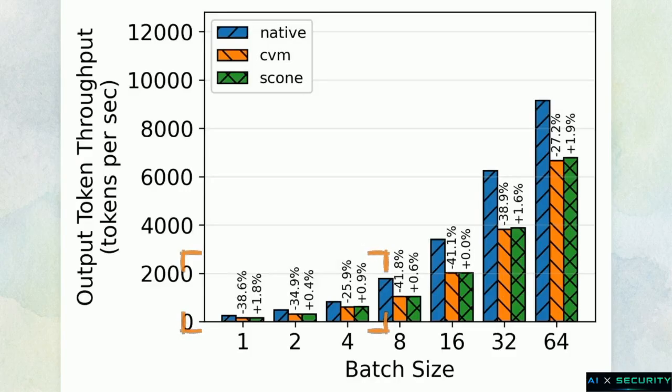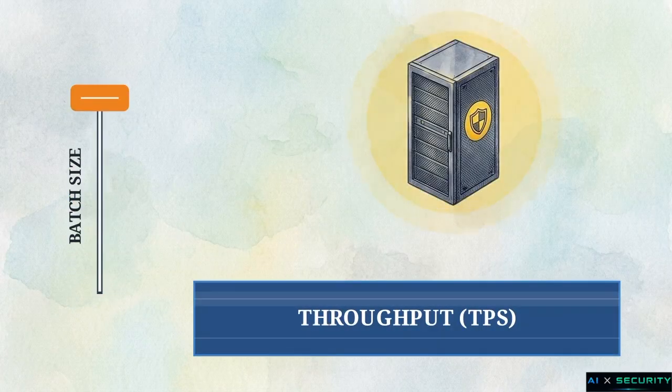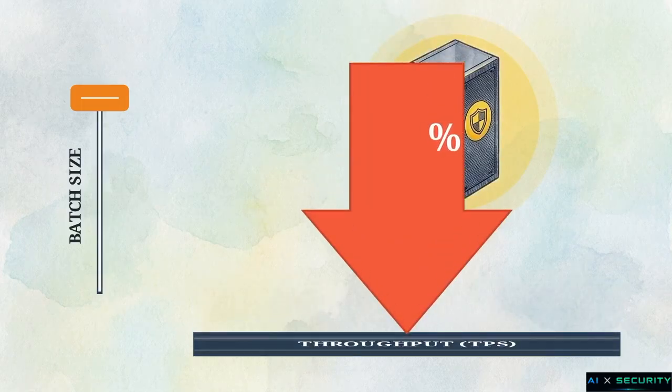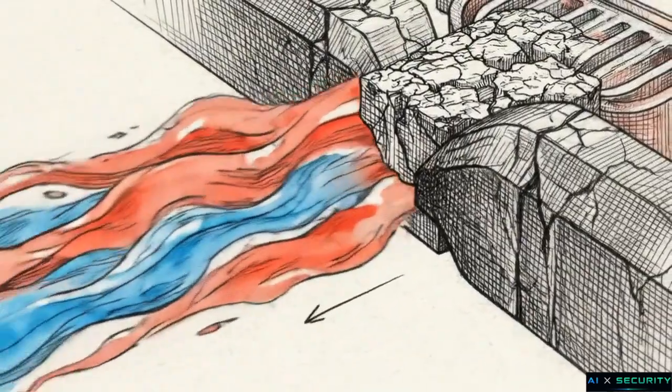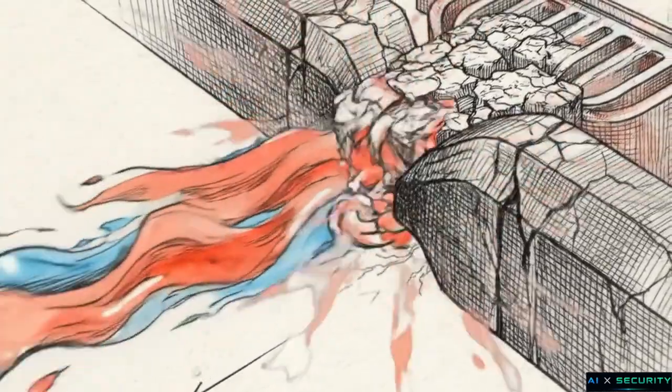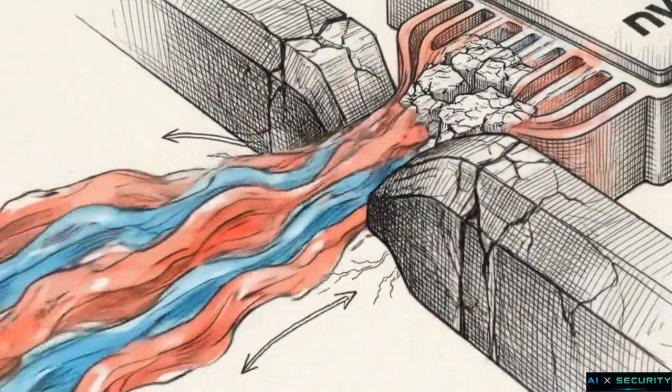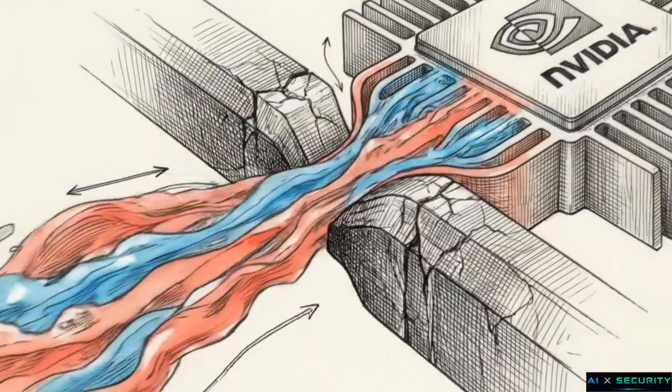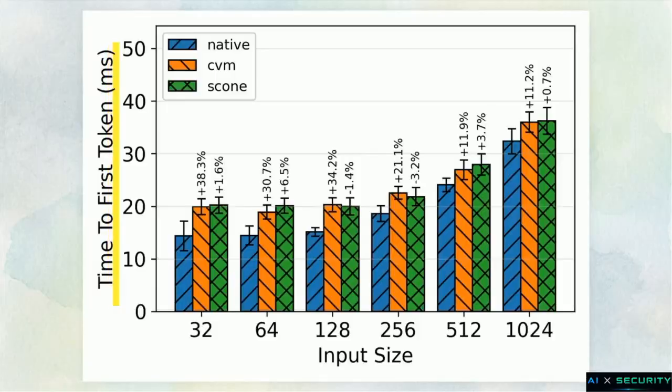To find out, researchers benchmarked an NVIDIA-optimized Llama 3.1 8 billion parameter model running on an H200 GPU. This chart shows output token throughput. We're comparing the standard confidential VM mode in orange and the secure SCONE EnclaveX mode in green. The data reveals negligible variance. Across scaling batch sizes, the difference hovers at under 2%.